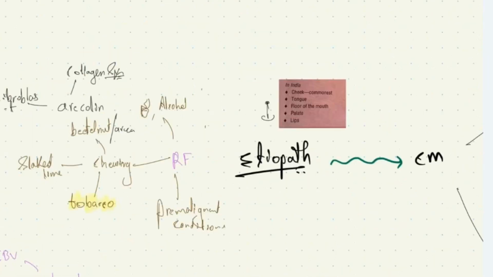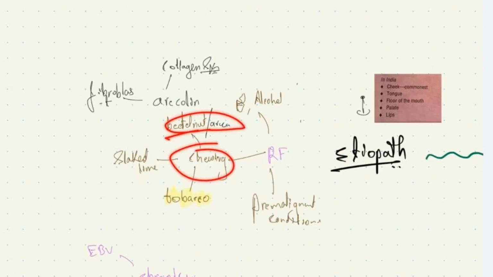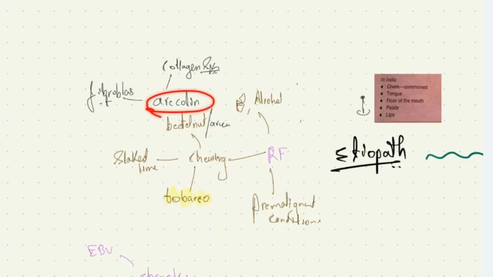We have many risk factors, that is alcohol consumption and smoking. Chewing betel nut or arecanut has been associated with increased incidence of buccal mucosa carcinoma, where arecoline causes increased collagen synthesis and stimulation of fibroblasts, which causes submucosal fibrosis, which we already saw. This is a pre-malignant condition.